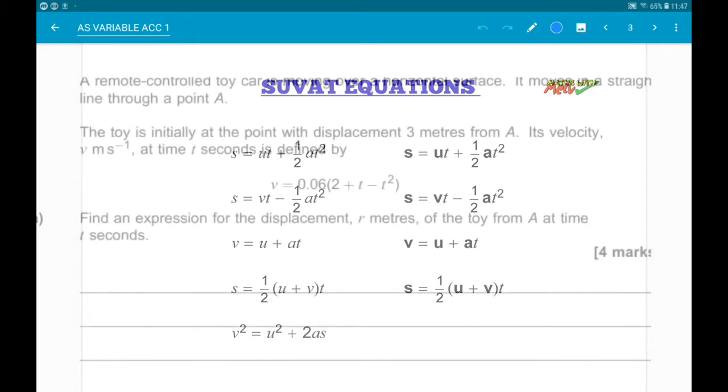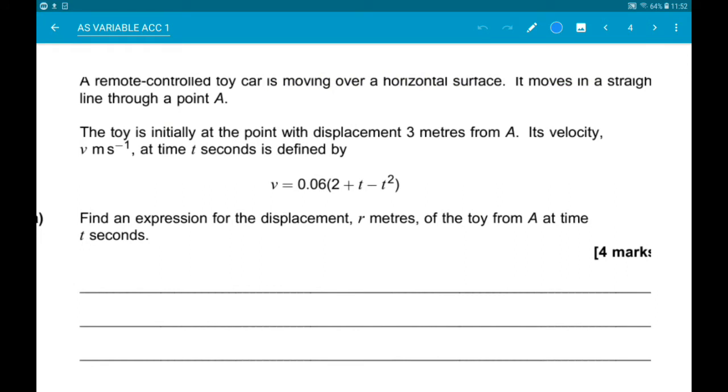Alright, let's go. Okay then, first up, a remote-controlled toy car is moving over a horizontal surface. It moves in a straight line through point A. The toy car is initially at the point with displacement 3 meters from the point A. Its velocity, v meters per second, after t seconds is modelled by v equals 0.06 times 2 add t minus t squared.